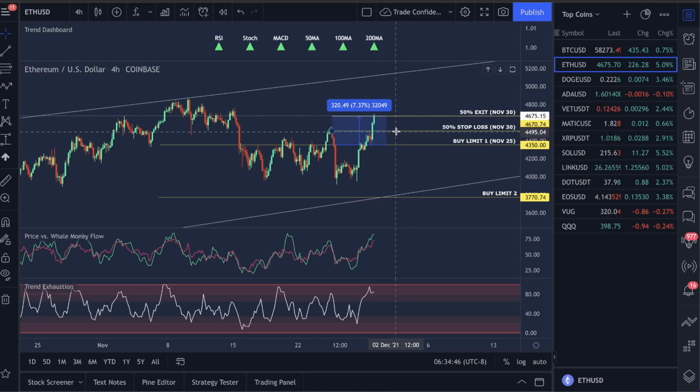If we keep going up, I'm just going to keep moving the stop loss up, and follow me in Telegram for that. God bless you guys.